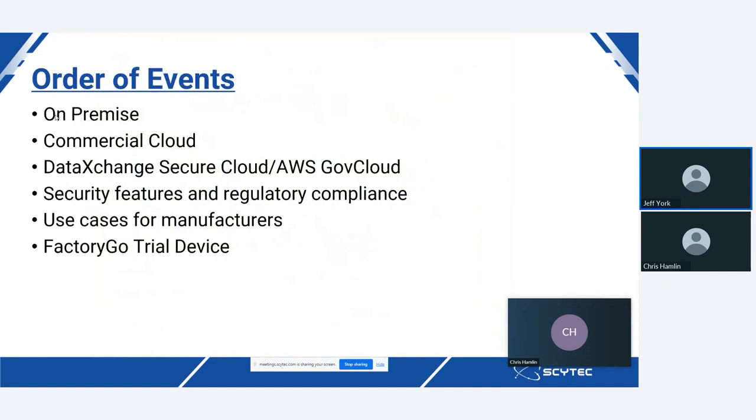First, I would like to go over the order of events for today's webinar. We are going to be discussing three different deployment types, the first of which is on-premise, as well as the most common commercial cloud, followed by DataXchange Secure Cloud, which is hosted on the AWS GovCloud, which is our newest offering, as well as the security features and regulatory compliance for each of the deployment types, the use cases for manufacturers like yourselves, and then finally, the Factory Go trial device.